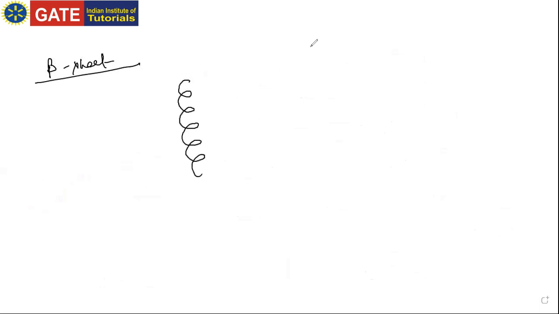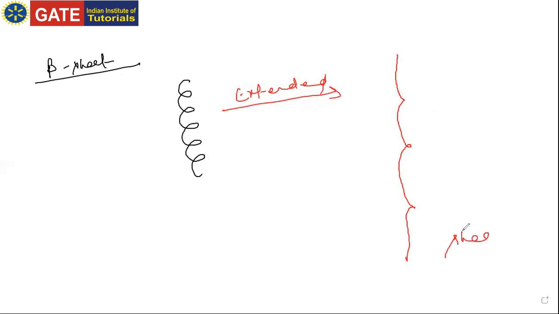And if this helix is completely extended, it can convert like this, no? Suppose this is a spring and we stretch that spring. It becomes like this, no? So this is actually called the sheet structure. This is the helix; it will extend and convert into the sheet.